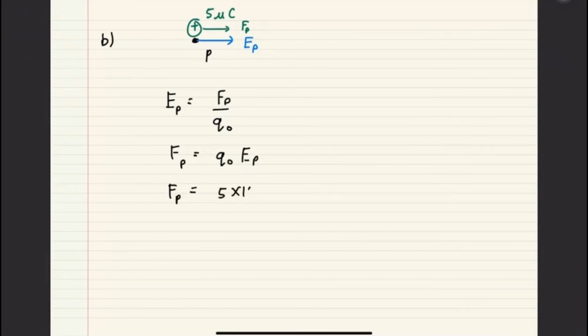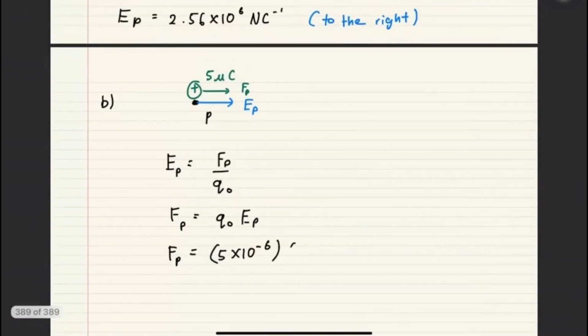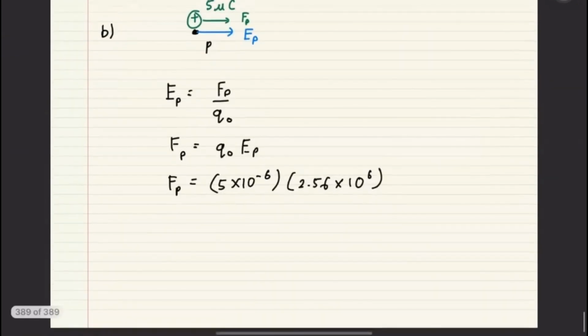So 5 times 10 to the power of negative 6 multiply with the answer we got just now, 2.56. And this one you get berapa ni? 5 exponent negative 6. 12.8. Is it correct? Yes, sir. Correct. Try to check the answer. Okay, same answer. Okay, good. So direction dia to the right.